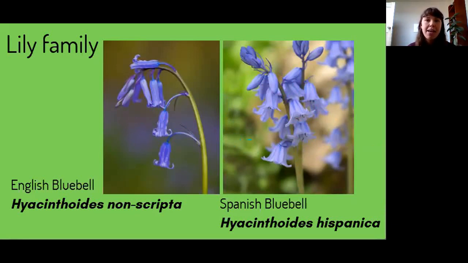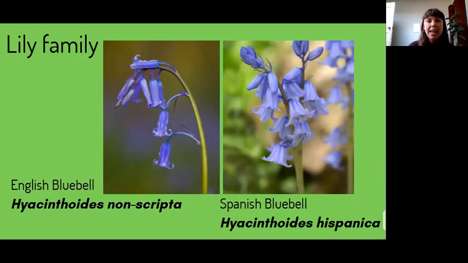The English bluebell also tends to have its flowers all on one side, so it gives it kind of a drooping appearance, whereas the Spanish bluebell, the flowers are just all around the stem. And the English bluebell also, it smells great. It's got a distinct sweet fruity scent, whereas the Spanish bluebell is actually scentless.